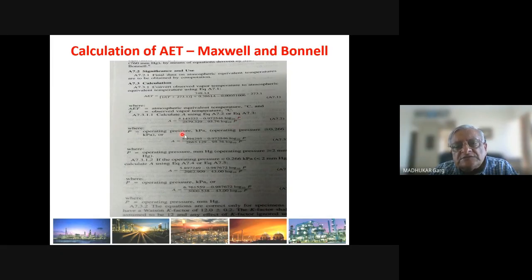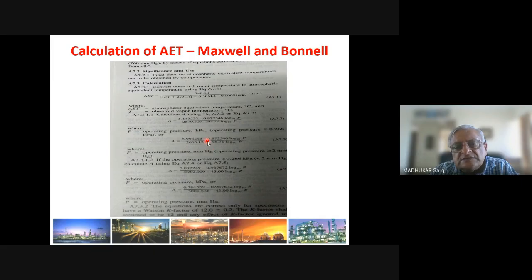The pressure is in terms of kilopascals, and this pressure is the pressure at which you maintained the TBP apparatus or the ASTM D1160 apparatus. So that pressure is in kilopascal, and if suppose you have values in millimeter mercury, then you can use this equation where this P is in millimeter mercury. This equation is derived from here only by converting kilopascals to millimeter mercury.